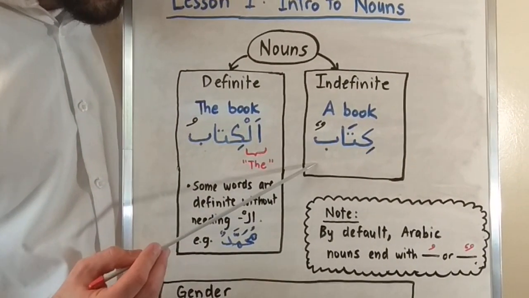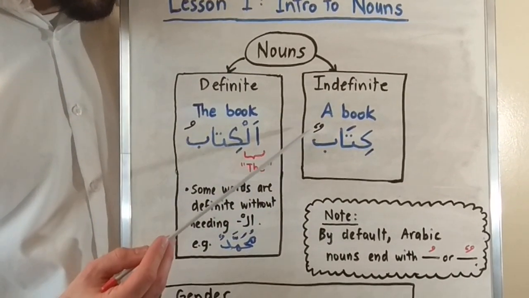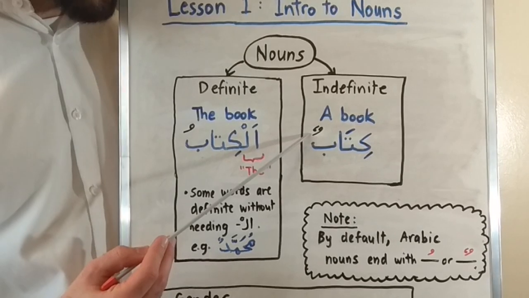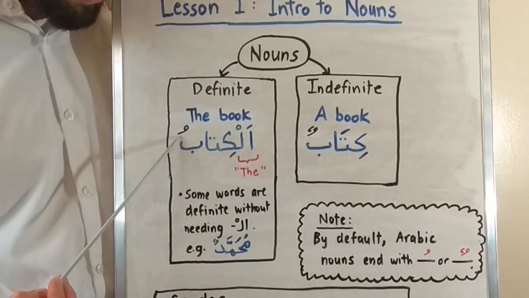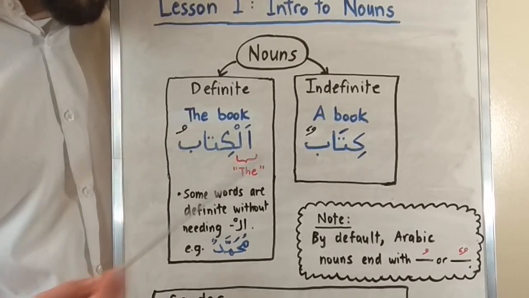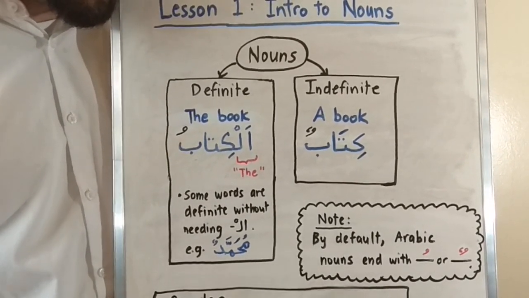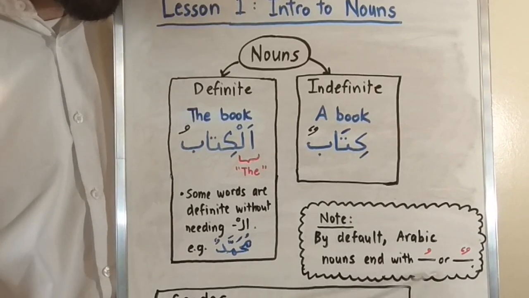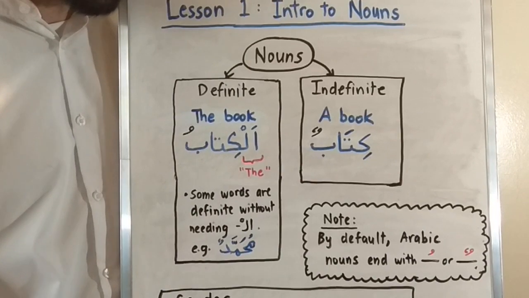Note, both of these examples I've shown you, kitabun and al-kitabu, both of them end with a dhamma pattern at the end. This one has dhamma tanween. The tanween is a sign of indefiniteness. And this one's a dhamma without a tanween, which is a sign of definiteness. But both of them still end with a dhamma. And that's because by default, Arabic nouns end with a dhamma or dhamma tanween only. You don't see them ending with fatha or kasra generally, unless there's a reason to do so. And we'll look at those later.